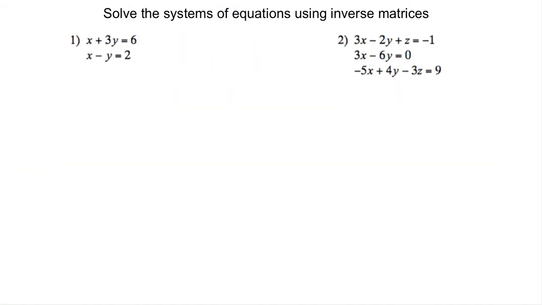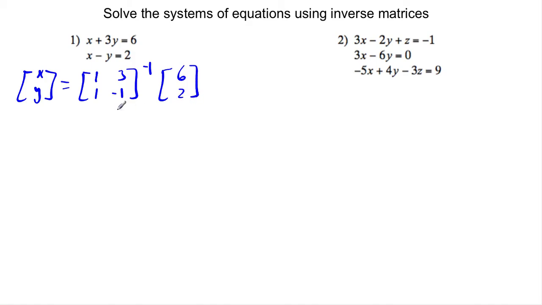So I'm running a little bit low on time, but we can do that with these as well. And so just make sure that you can follow along with how to do these. Actually, I do have some time. So with this, the setup for these is just going to be x, y is equal to the inverse of the coefficient matrix, so 1, 3, 1, negative 1, times the matrix of constants. Over here we have 3 variables, so x, y, and z. And so this is going to be equal to the matrix of constants.